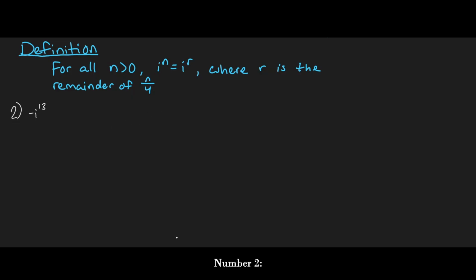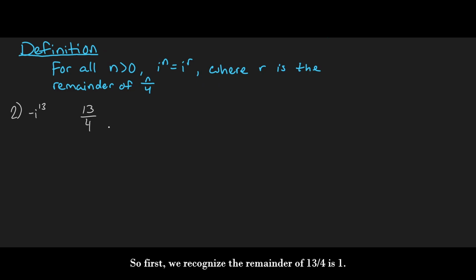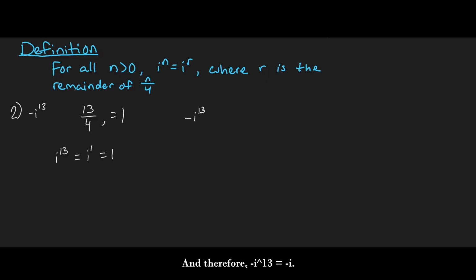Number 2, -i raised to the 13th power. It's very easy to be tricked by that negative sign. Notice that the exponent is raising the power of i, not the power of -i. So first we recognize the remainder of 13 divided by 4, which is 1. Thus, i to the 13th power equals i to the 1st power, which equals i. And therefore, -i to the 13th power equals -i.